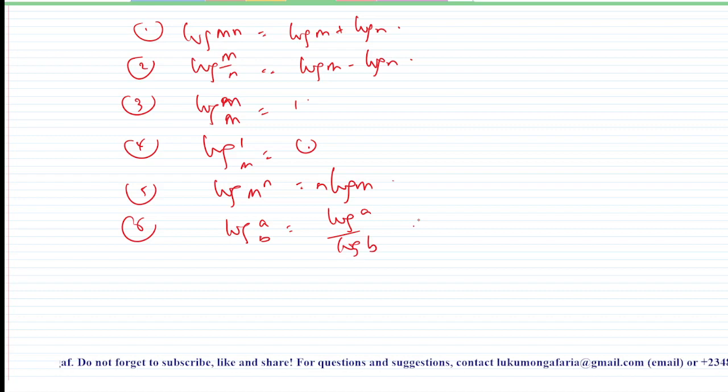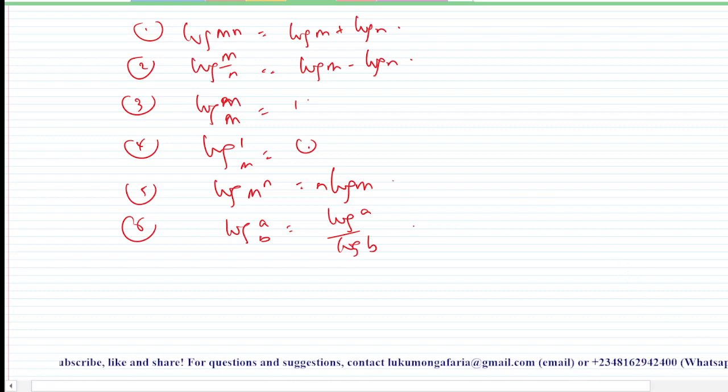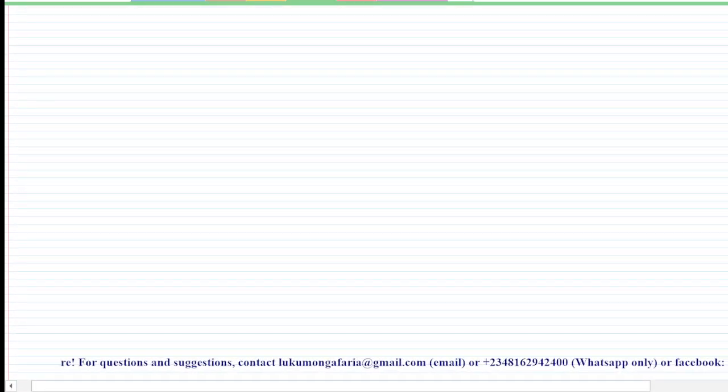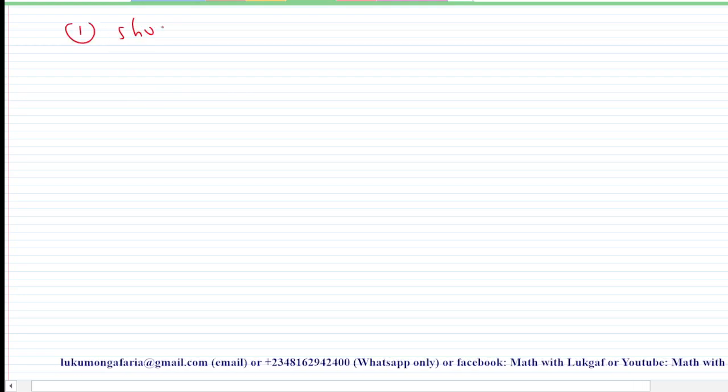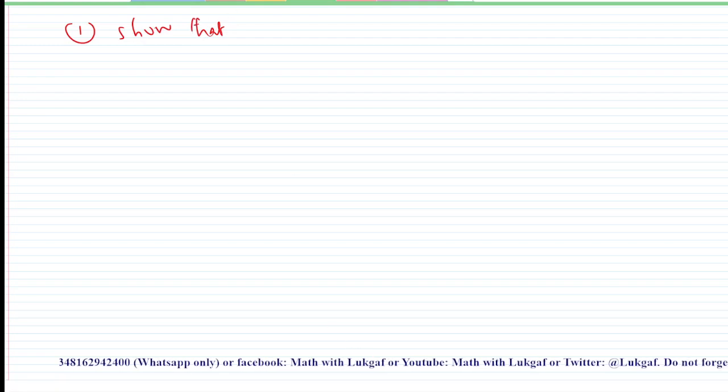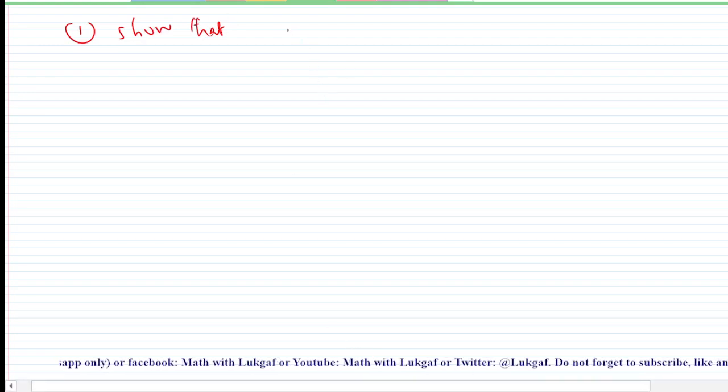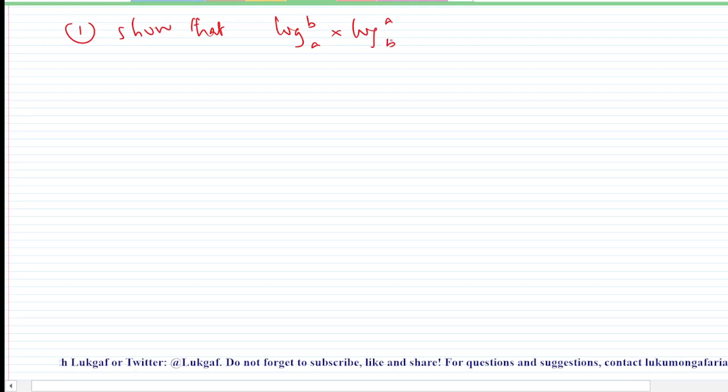So if that is clear, let me now give you an example that applies some of these laws. For example, the question is to show that log b base a multiplied by log a base b is equal to 1. This one is not difficult, is it? No, it is not difficult. Okay, now let us do the solution.